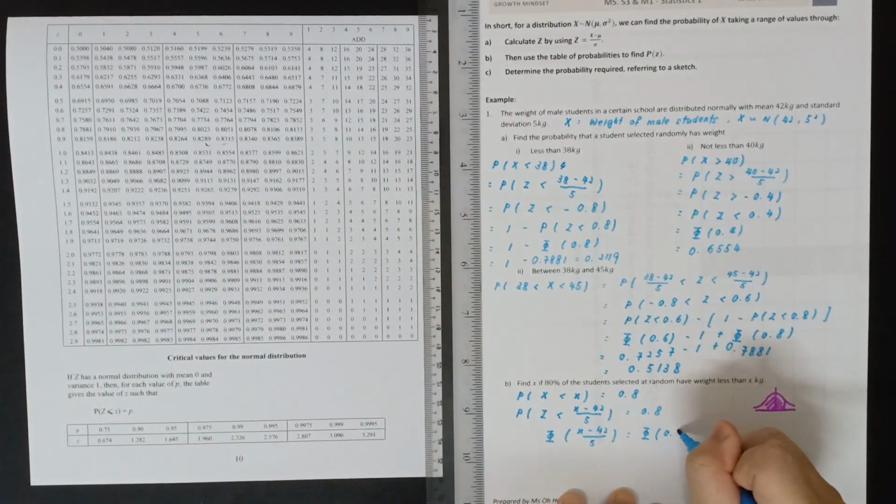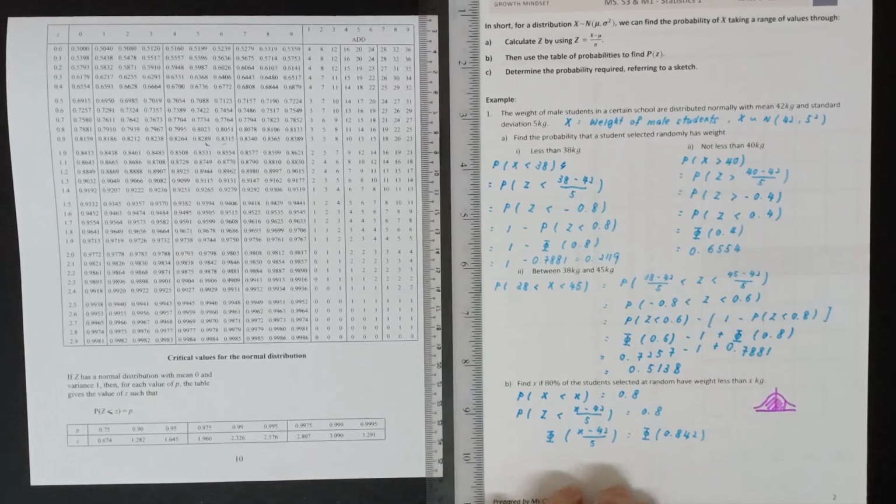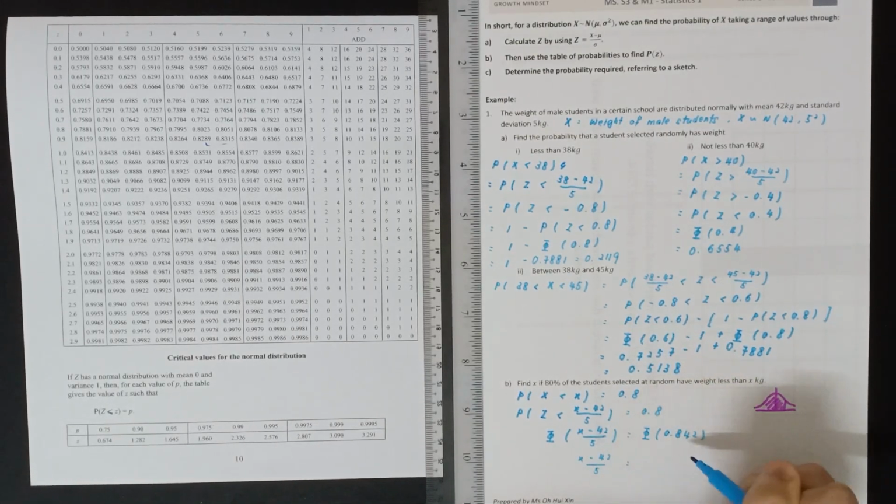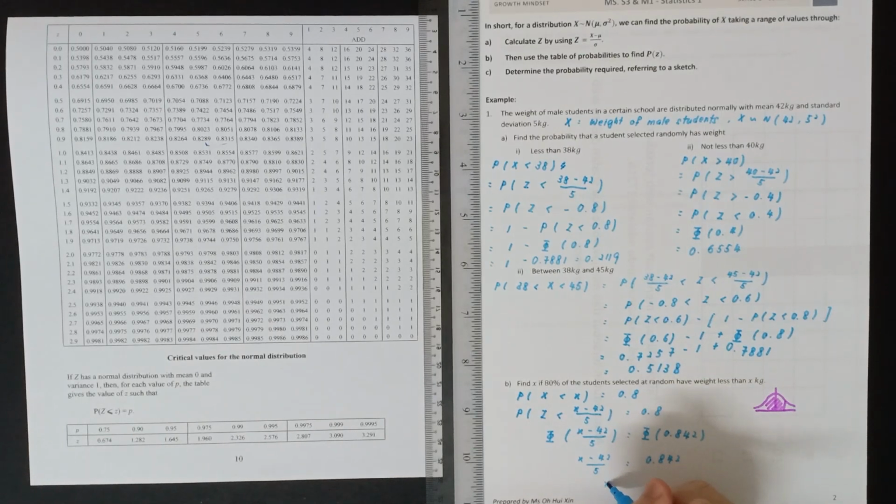From the table, you can find it yourself, and you should be able to get 0.842. So after you have both sides, you can simplify them. x minus 42 divided by 5 will give you 0.842. Then you solve it, and you should get x equals 46.2 kg. So it means that 80% of the students selected at random have a weight less than 46.2 kg, which is correct.